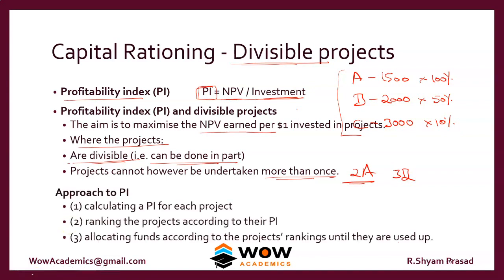So how do we work out the sum? First, we calculate the PI for each of the projects. Then we rank the projects. Then we allocate the funds. We'll apply these steps in a problem and we can see the answer.